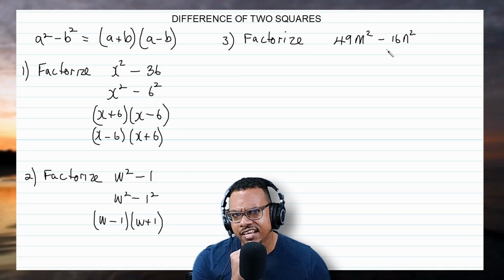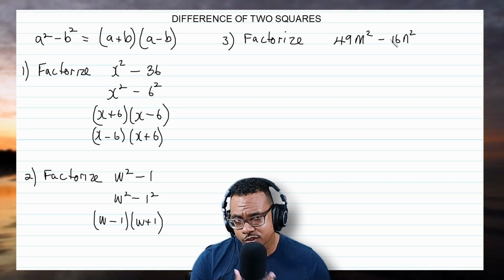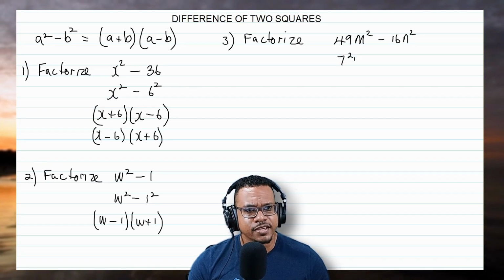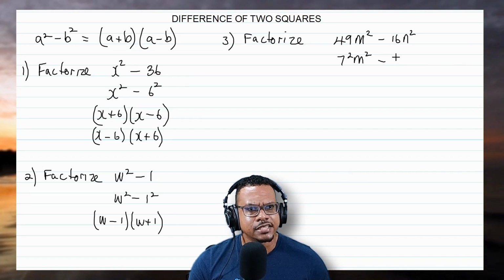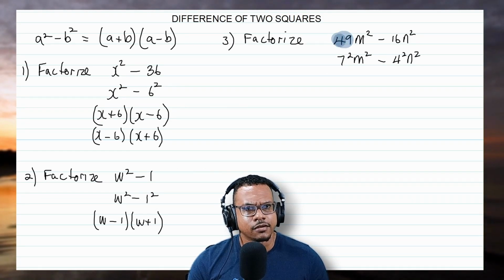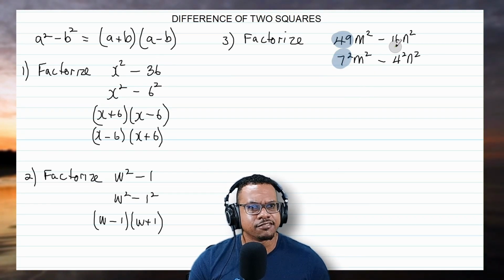But then I would recognize that 49 is 7 squared and 16 is 4 squared. So if I was to write that out as 7 squared m squared, because 7 squared is 49, take away 4 squared n squared, because 4 squared is 16. So I'm going to shade that, make it more visible. So the 49 is the same as the 7 squared, and the 16 is the same as the 4 squared.